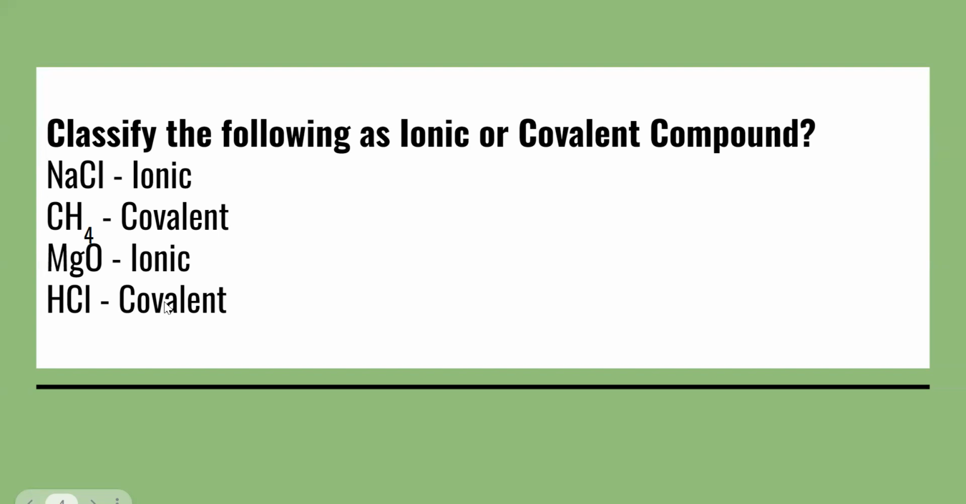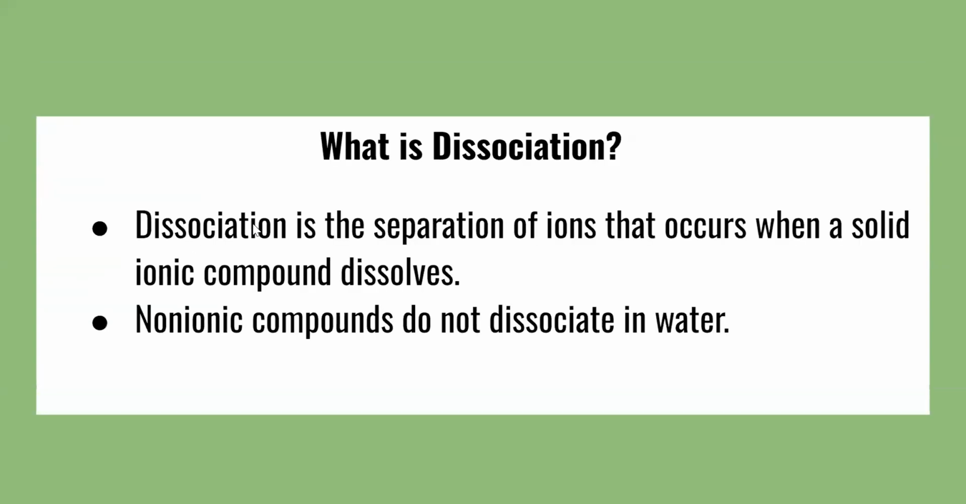So from the simulation, we can see that ionic compounds dissociate. So what is dissociation? Dissociation is the separation of ions that occurs when a solid ionic compound dissolves, while non-ionic compounds do not dissociate in water. Okay?